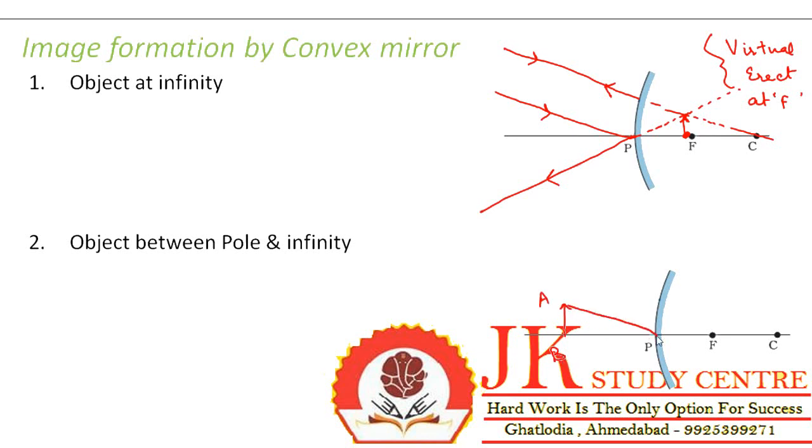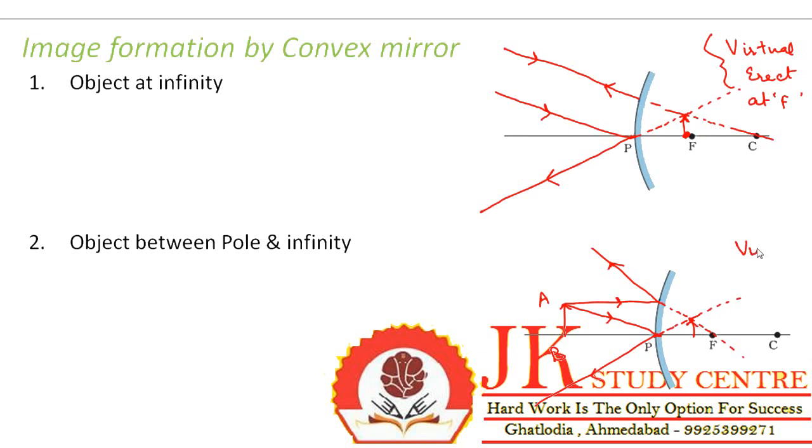Let us suppose there is one ray which falls obliquely on the pole, goes back obliquely. There is another ray which goes parallel to the principal axis. After reflection, it should virtually pass through the principal focus, but actually it gets diverged. So where will the reflected rays meet? This is one reflected ray, this is another reflected ray. So we will make them meet somewhere here.